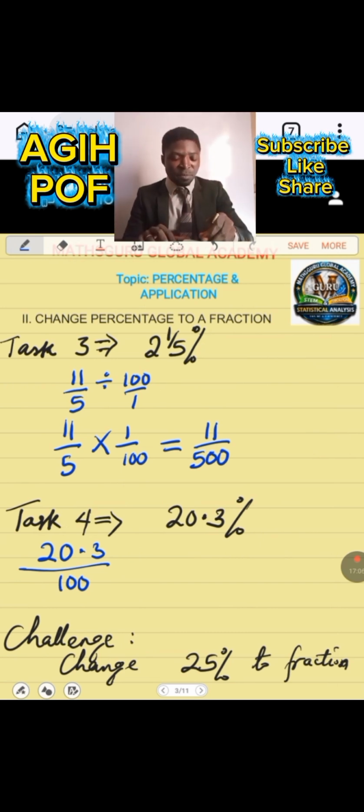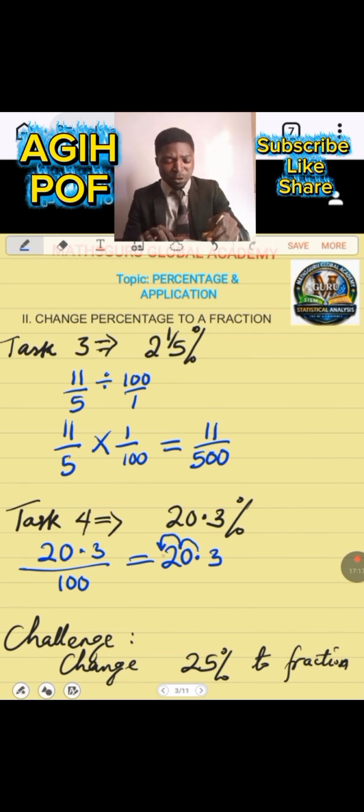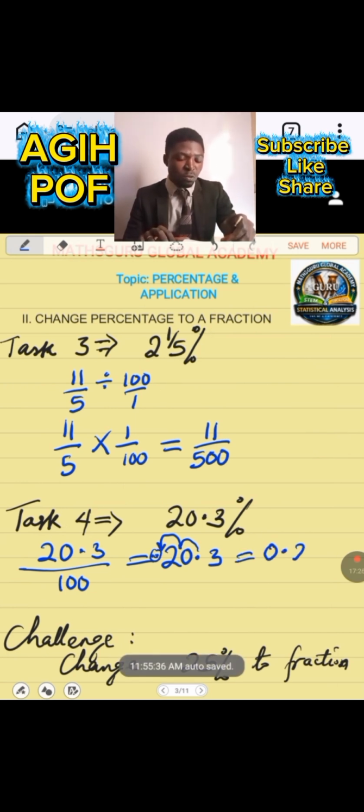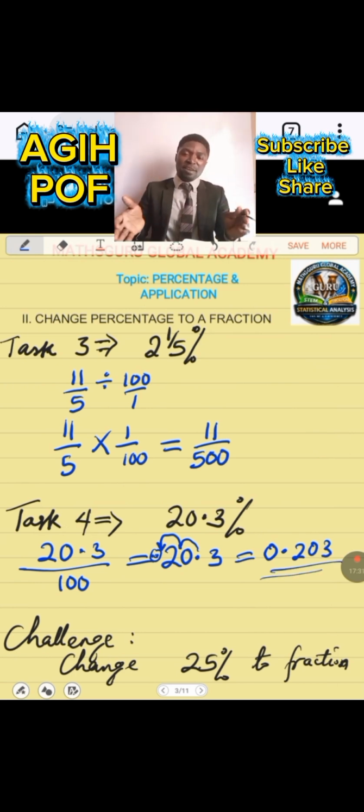This is it. Let's write 20.3. We are going to move this decimal point 1 time, 2 times. So the decimal point is going to be at this point now. So we're going to have it as 0.203. And this is the decimal number we have as the fractional form of 20.3%.